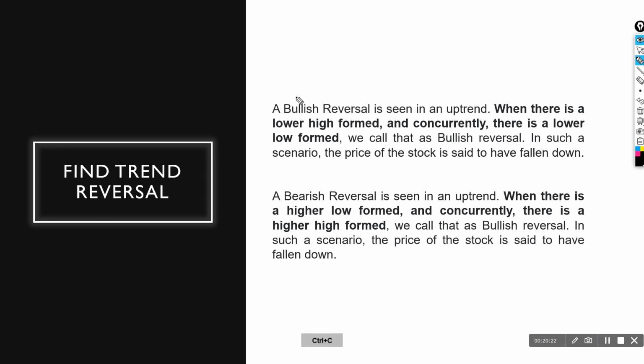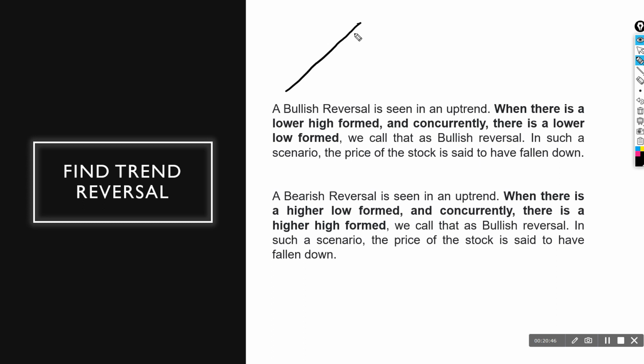So let's understand. We have two types of reversal. One is bullish reversal and another one is bearish reversal. So what exactly comes in a bullish reversal? Let's take a look at it. So here, a bullish reversal is seen in an uptrend, obviously. So when you have the markets going up, this bullish reversal occurs in an uptrend. Okay, when does it occur?